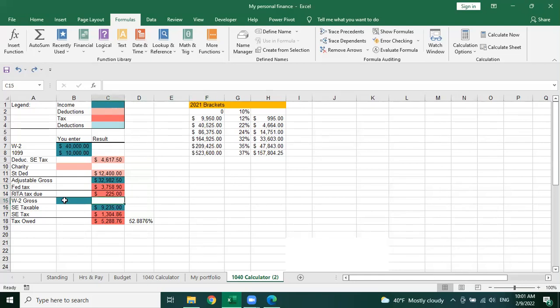Okay, this is the W-2 gross. Why do we need to do that? Because we need to calculate our self-employment taxes. Self-employment tax is the name of it, but what are the taxes in self-employment tax? That is Social Security and Medicare taxes. It's for all ages, meaning they're taxing you to fund that program.